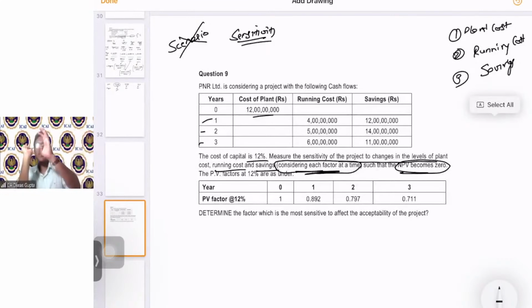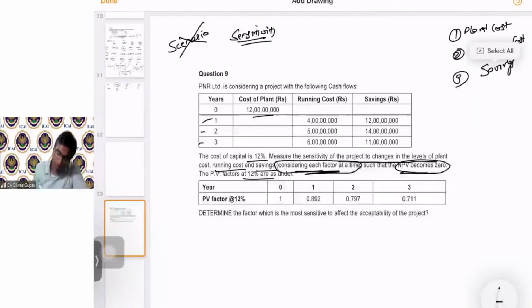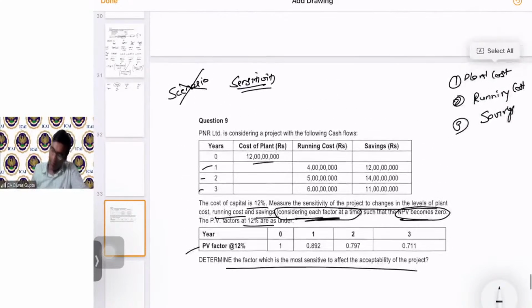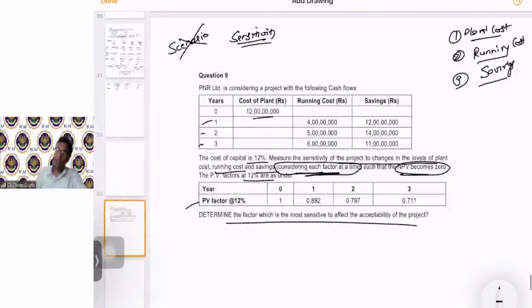Till now, in the equation, they were giving you one part and asking you to calculate the other part. Now they have given you the other part and are asking you to calculate the first part. We will explain in the solution. 12% basis factors are given. Determine the factor which is most sensitive to the acceptability of the project. What is the most sensitive input to the project? We have three inputs: plant cost, running cost, and savings. These are the three inputs. Change one at a time.